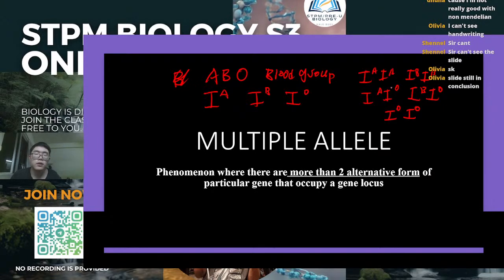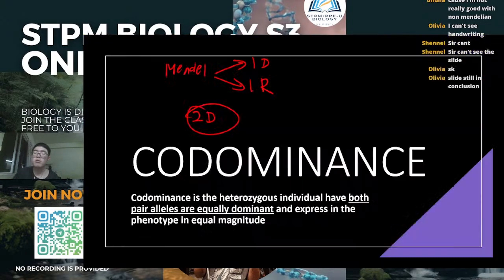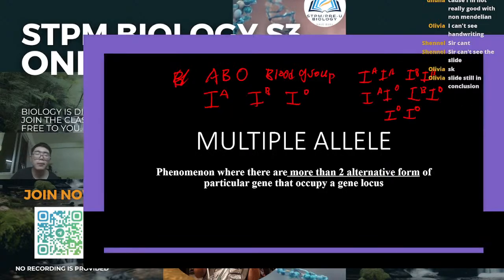So this is also totally different from Mendel. Mendel said only 2 alleles, but this one says there are 3 alleles. More than 2, not only 3, maybe 4, 5 like that. But the most common example is the ABO blood group. And the ABO blood group is also an example of codominance. Why? Because A and B are dominant. Blood A and blood B are dominant, right? They are equally dominant.